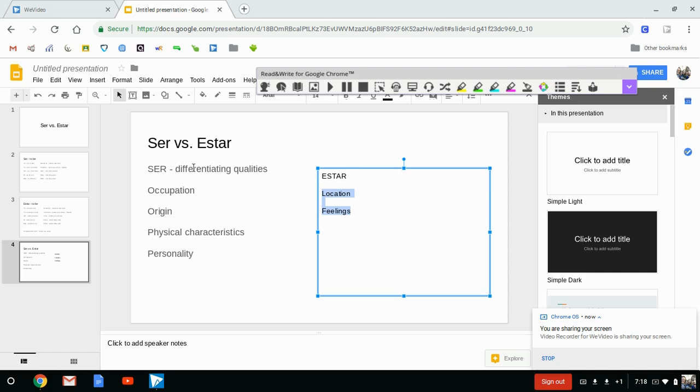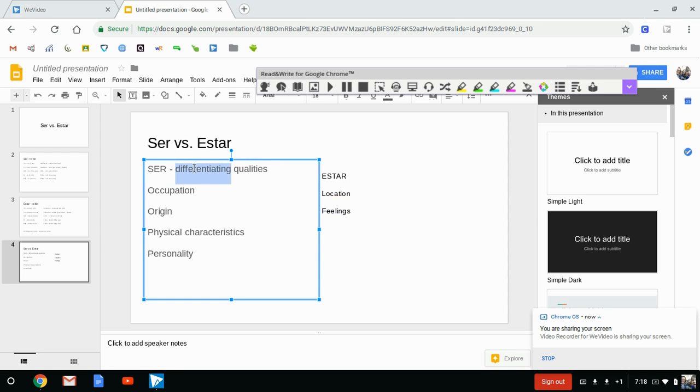If you're really trying to understand it, I would get this differentiating qualities thing down. And if you're really trying to make life simple on yourself, go back to your vocab list. It gives you a list of which verbs are used or which adjectives are used with ser and which adjectives are used with estar. So you can go with that if you're just trying to make it through Spanish 1. So either of those is good.